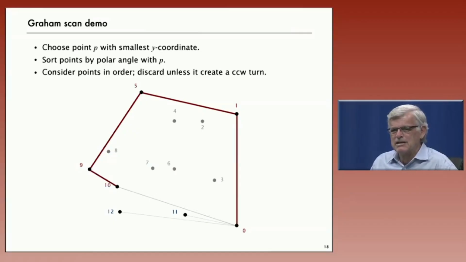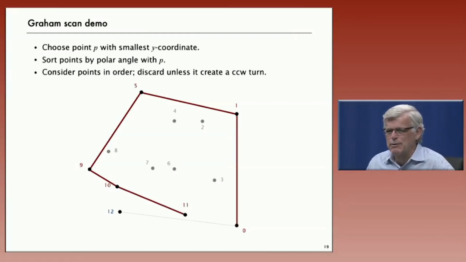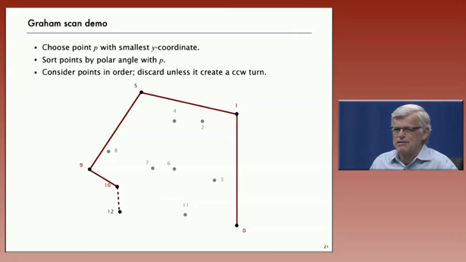Now we go to 10 and 11. As far as we know, they could be. If 12 weren't there, they would be. But as soon as we hit 12, we see that 11 can't be on the convex hull and 10 can't be on the convex hull. And that completes the computation of the convex hull with the Graham scan.